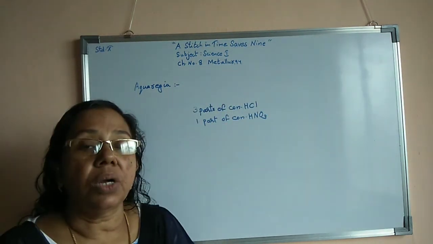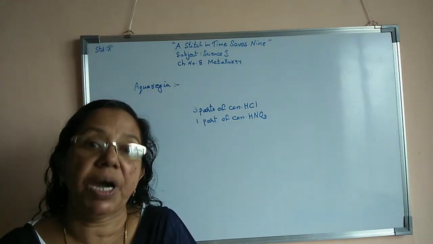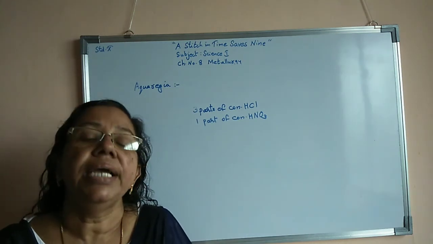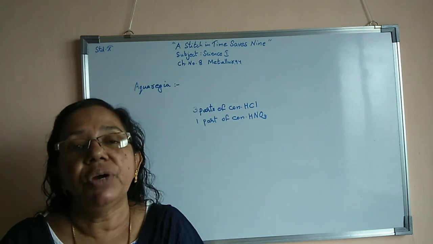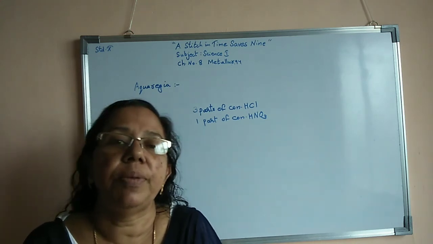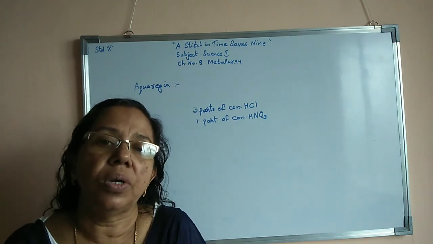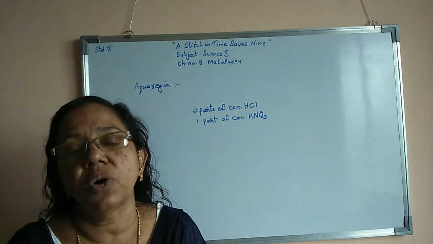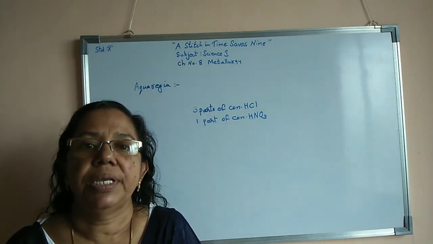So here we can freshly prepare aquaregia. Freshly means newly prepared. How? We have to take 3 parts of concentrated hydrochloric acid and 1 part of concentrated nitric acid. Then we have to mix them well, then it will become aquaregia. In that, gold as well as platinum can dissolve. These metals we can call noble metals. Thank you.